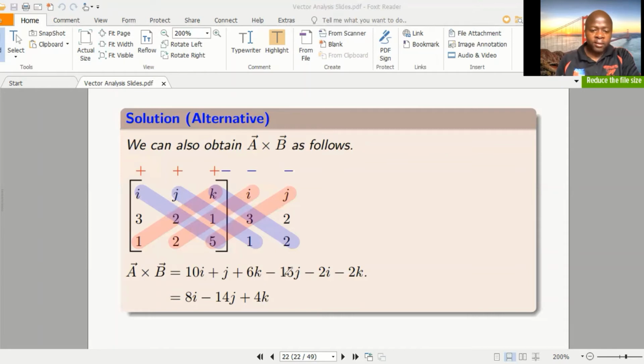10I minus 2I gives me 8I. 1J minus 15J gives me negative 14J. 6K minus 2K gives me 4K. So you can see we have the same result. And this method to me appears simple. And that's why I said I'd show another simple way of finding the cross product.